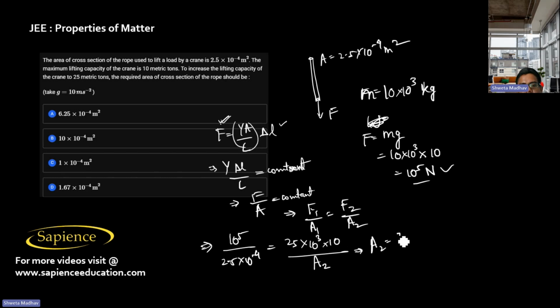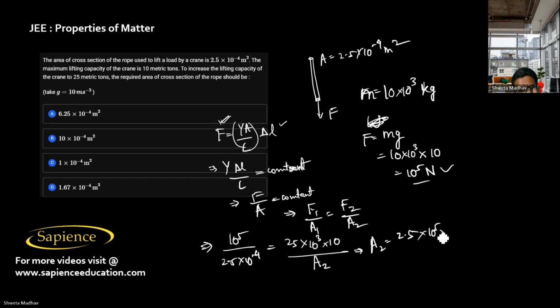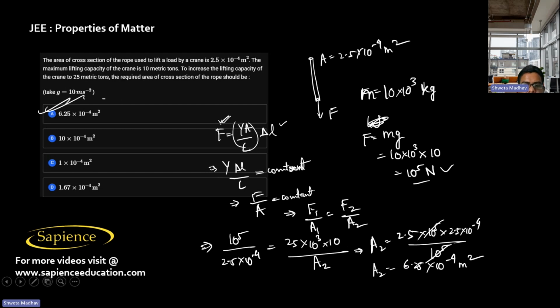So A2 will be 2.5 into 10 power 5 into 2.5 into 10 power minus 4 divided by 10 power 5. 10 power 5 will cancel, so A2 will come 2.5 whole square, that is 6.25 into 10 power minus 4 meter square. It means option A is the correct answer.